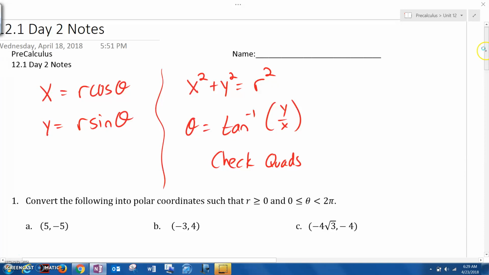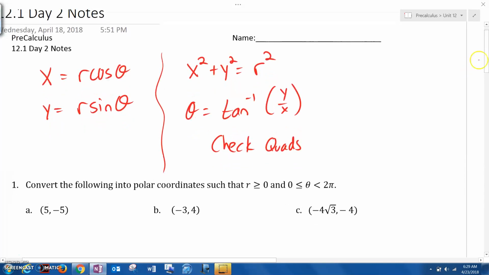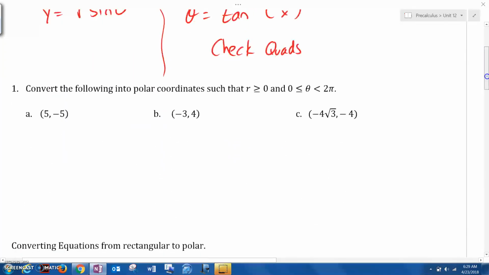Yesterday we went from polar to rectangular. Today we're going to do the opposite, and then we are also going to turn rectangular equations into polar and vice versa. So write those down. For this note sheet, I'm actually not doing this one. I'm going to just kind of do one of each of these.